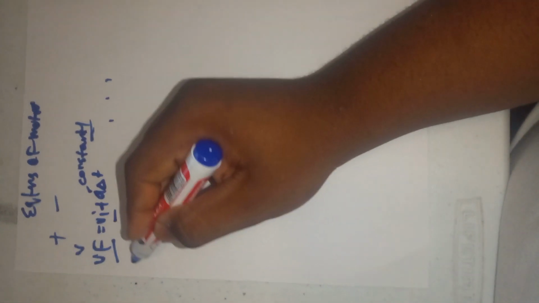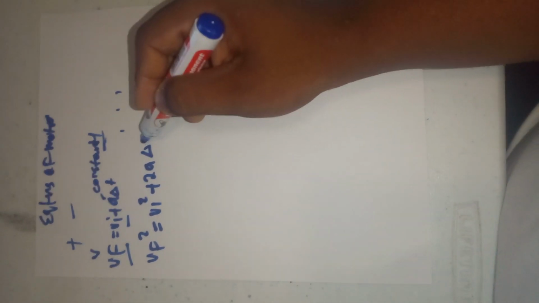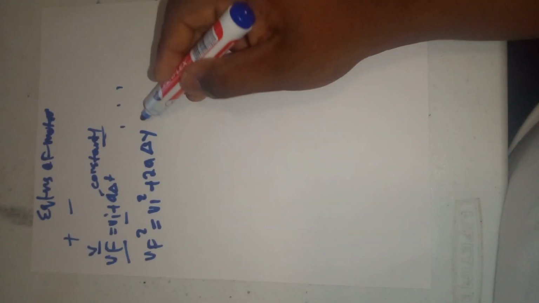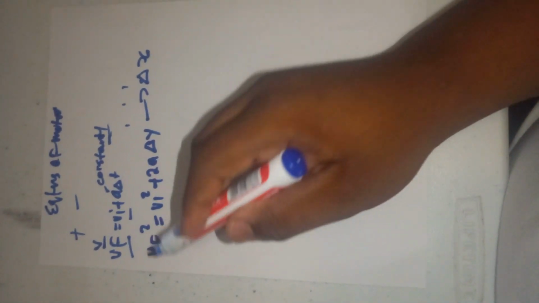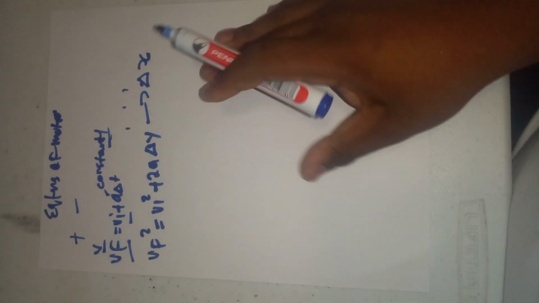Now, the second one is vf squared equals vi squared plus 2a delta y. Remember I said this one is the vertical motion. But on the horizontal motion, we don't have delta y, but we have delta x. It is the same equation, but the difference is when it comes to the displacement. Is it fine, guys? This one is the final velocity, initial velocity, same thing, but this one is the displacement.